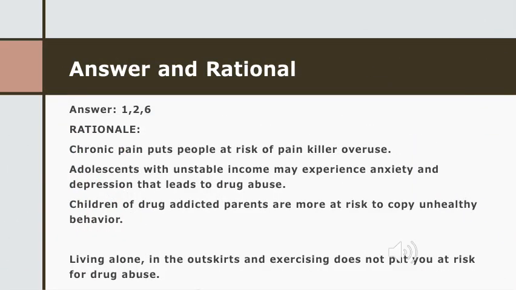Answer and rationale. Answer is 1, 2, and 6. Rationale: chronic pain puts people at risk for painkiller overuse. Adolescents with unstable income may experience anxiety and depression that leads to drug abuse. Children of drug-addicted parents are most at risk to copy unhealthy behavior. Living alone, living in the outskirts, and exercising do not put you at risk for drug abuse.